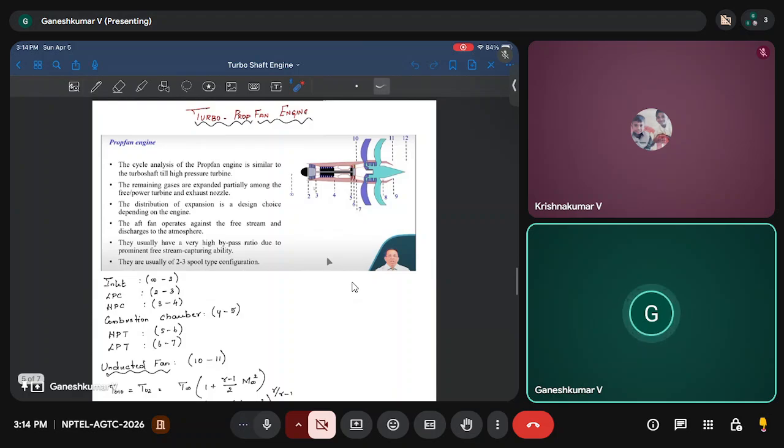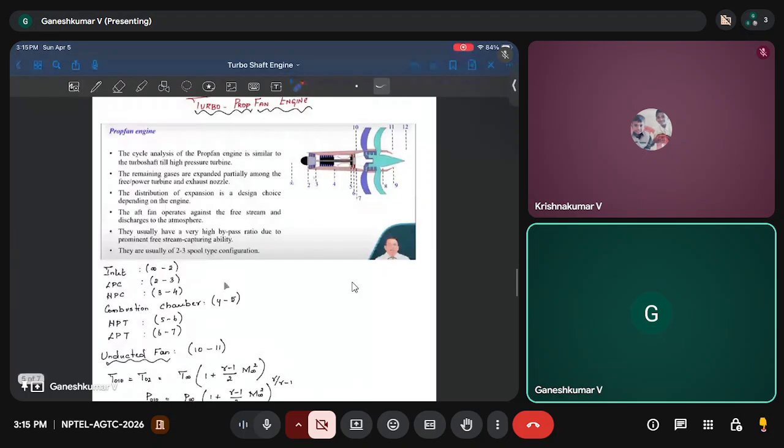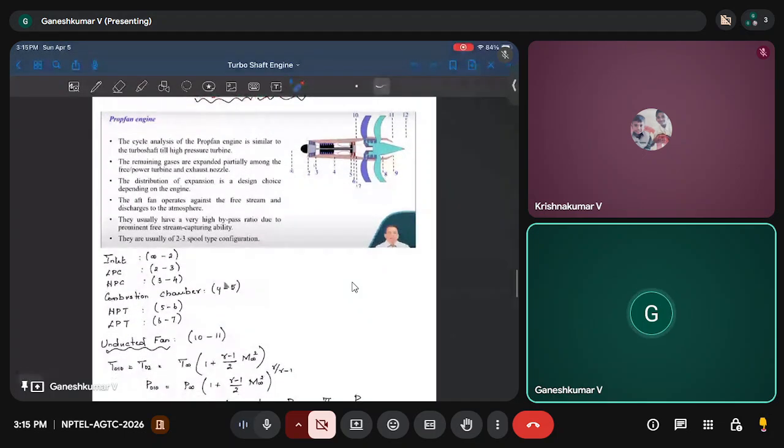Here the aft fan operates against the free stream and discharges to the atmosphere. They usually have a very high bypass ratio due to prominent free stream capturing ability, which means the fan is very big, and they are usually for 2 and 3 spool type configurations. Again, the calculations here are simple till the HP turbine, and also for the LP turbine, which is running the LP compressor. So until then it's fine.